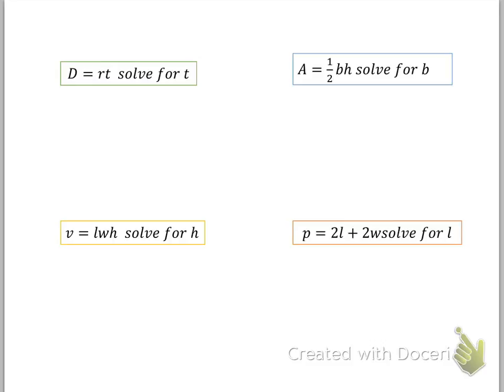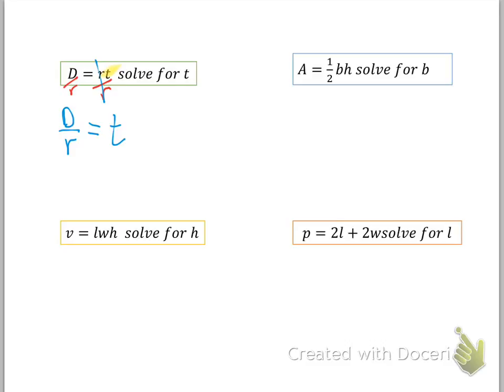Some of these are a little bit more simple, some are a little bit more complex, but these are some of the actual formulas. So in the green box, it says D equals R times T. Solve for T. So I'm trying to get the T alone. It's being multiplied by R, so I need to divide it by R. I can simplify that. The r's disappear from the right side, and I'm left with D divided by R equals T. T is all alone.